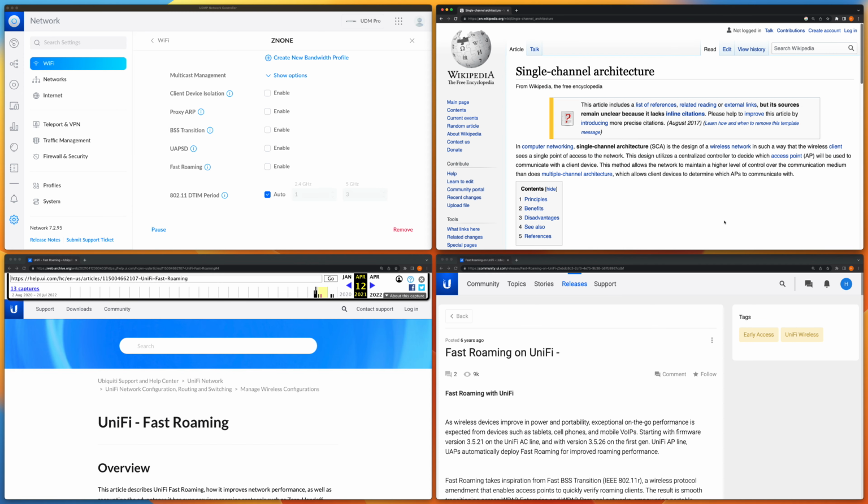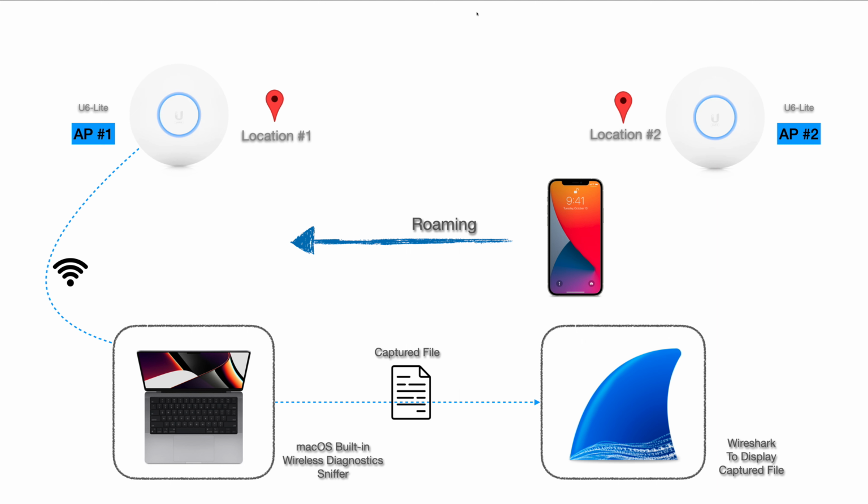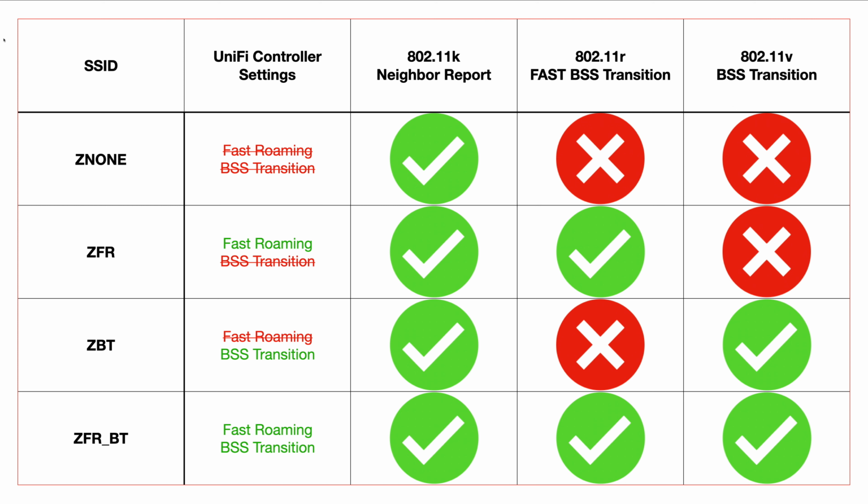This video will have three parts. First, let's talk about the confusing history for Ubiquiti to support fast roaming. Second, let's talk about how I use Wireshark to capture the Wi-Fi packets. And then in the third part, let's talk about how these two settings impact how the AP communicates with your Wi-Fi clients and how it will lead to different standards to be applied.